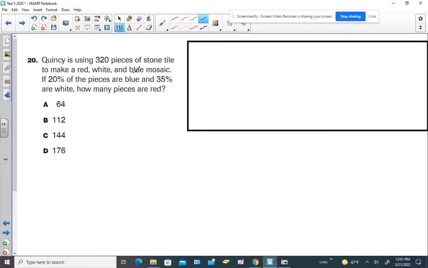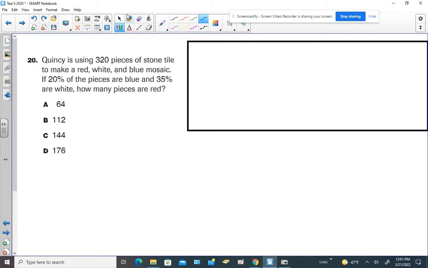Quincy is using 320 pieces of stone tile to make a red, white, and blue mosaic. If 20% of the pieces are blue and 35% are white, how many pieces are red? Because we have multiple percents here, I'm always going to recommend drawing a tape diagram to organize your thinking. It will help you to think a little more deeply about the numbers that are given.